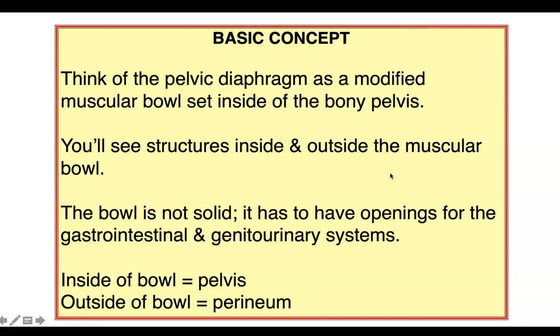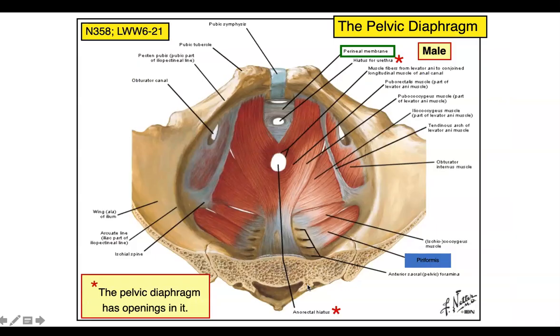So here are some basic concepts. I told you that the pelvic diaphragm is a bowl-shaped musculofascial diaphragm. Inside the pelvic diaphragm is the pelvis, and outside the pelvic diaphragm is the perineum.